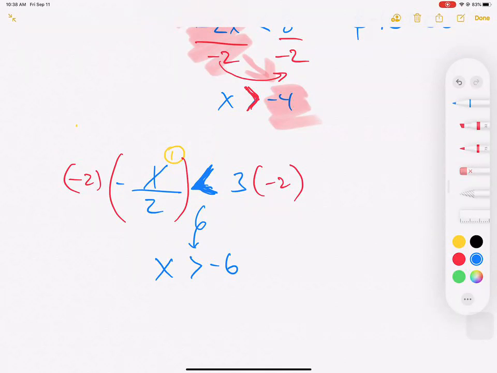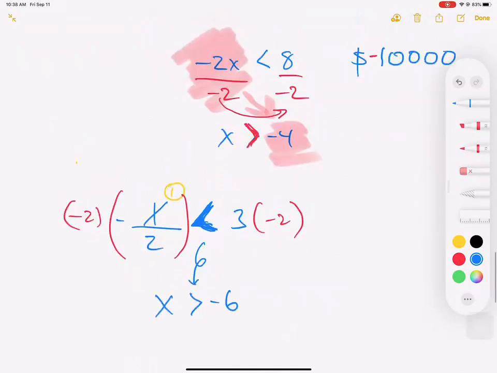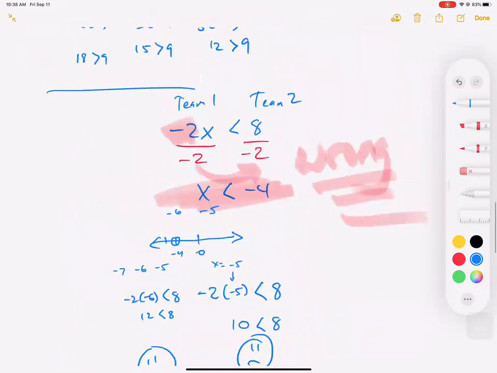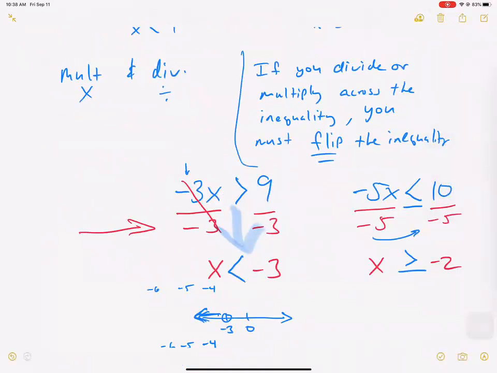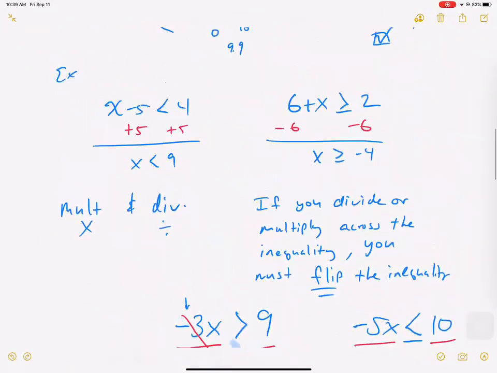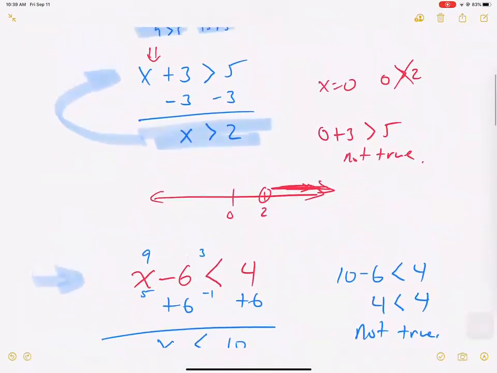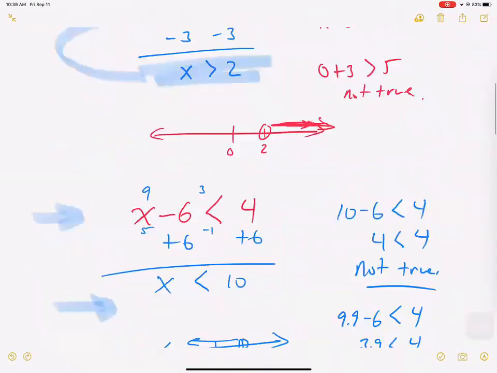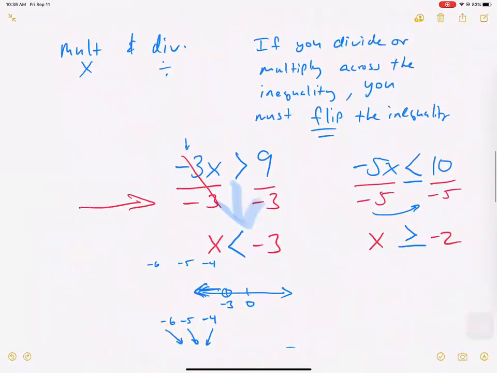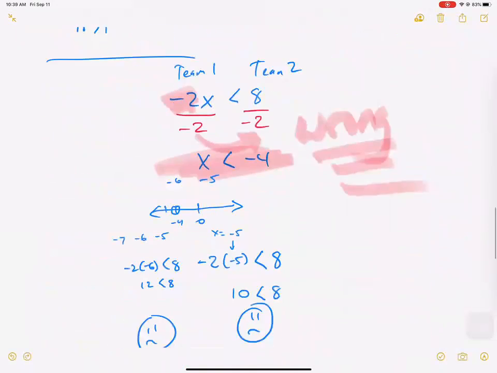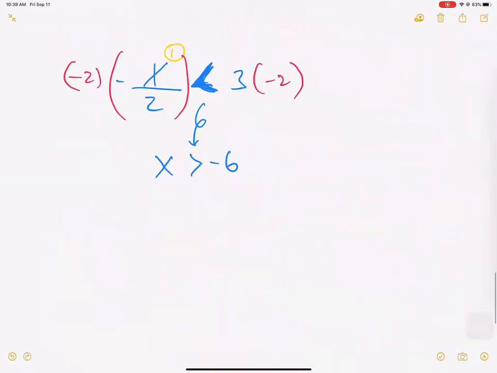So when does this rule happen? Let's read the rule on top. This rule only happens if you divide or multiply across the inequality by a negative. You have to flip the inequality. If you're adding or subtracting, no problem, that's totally okay. Only when you multiply and divide. Okay? And that's one of our big rules, and that's our big takeaway.